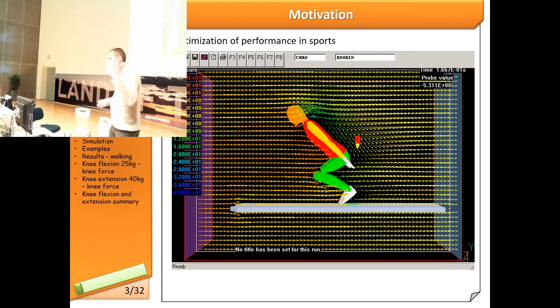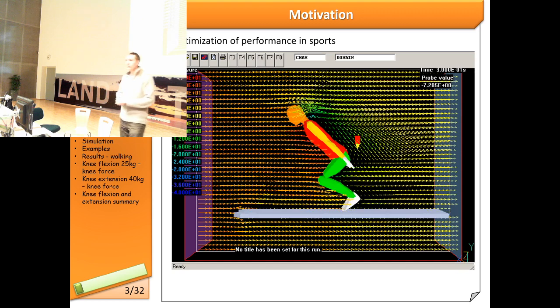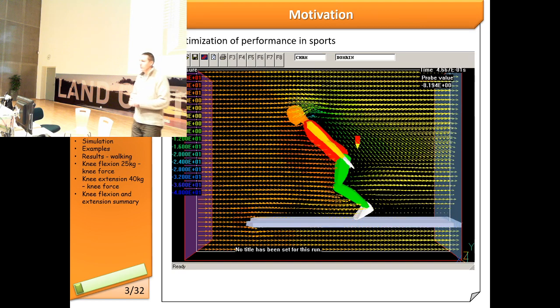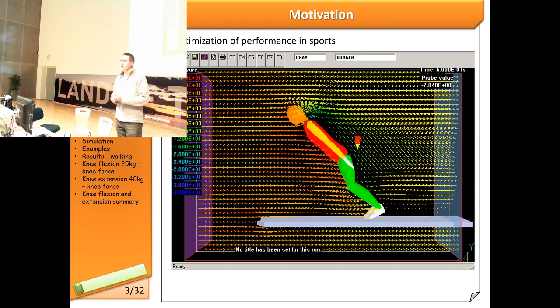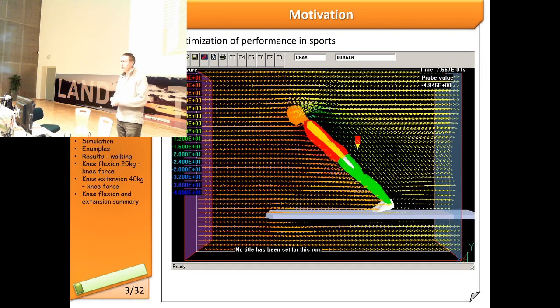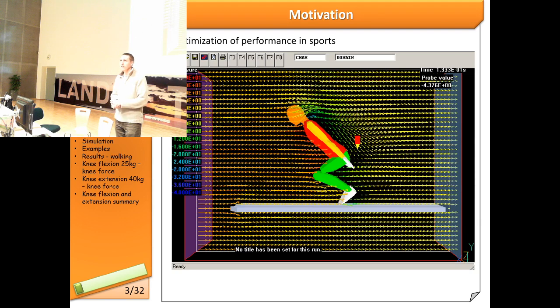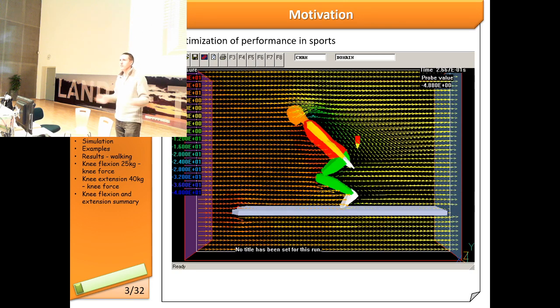Apart from, let's say, injuries and problems with your body, of course there's lots of optimization done in sports. This is a simple simulation of the wind flow around a ski jumper who's jumping with a style which was known maybe in the 70s. Nowadays everybody uses the V style.